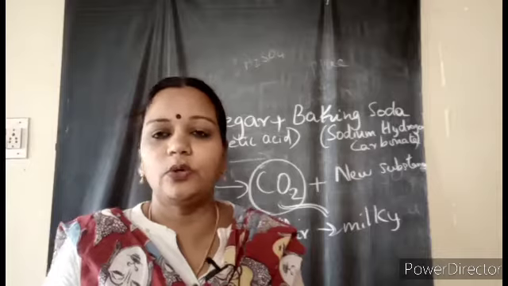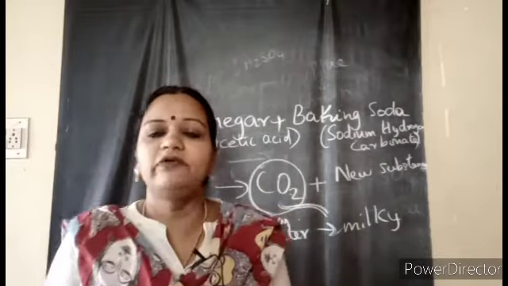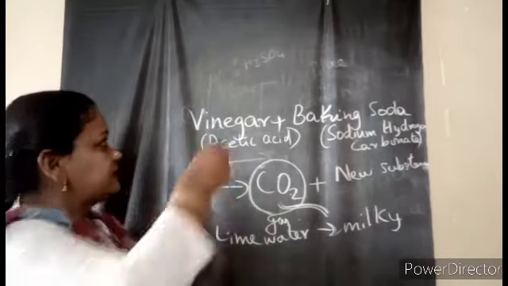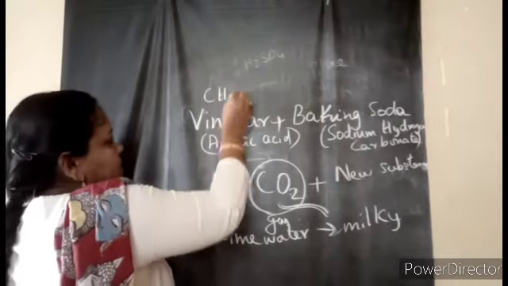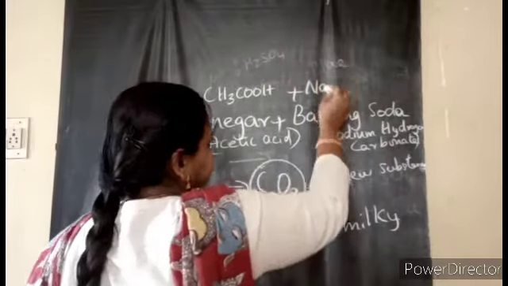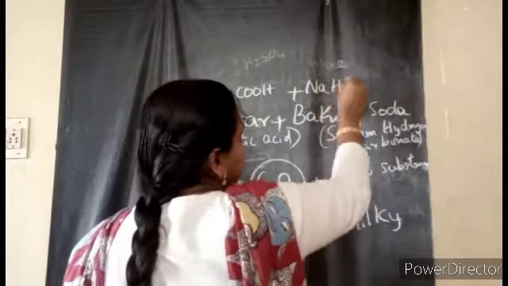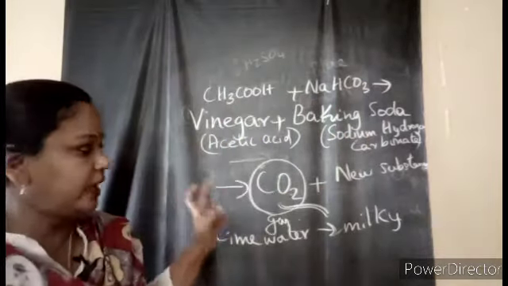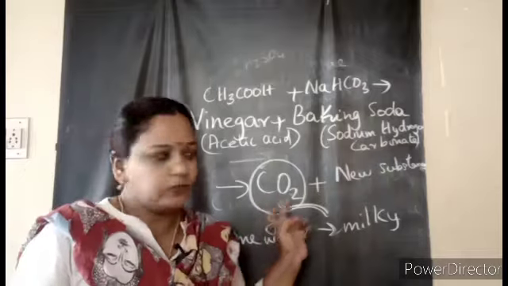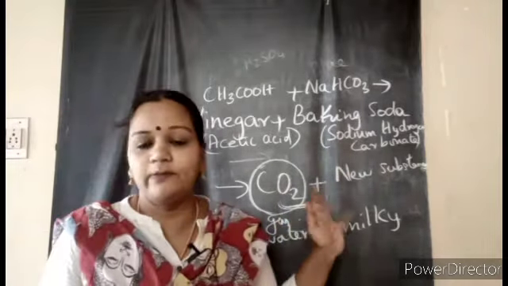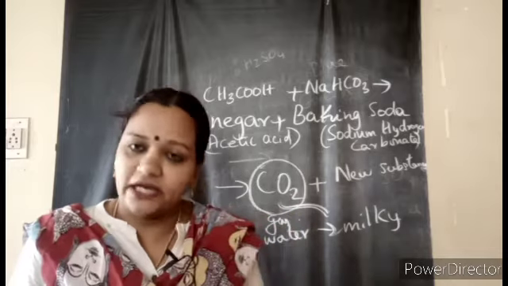But you have seen the CO2 evolution when I added the vinegar to the baking soda. Vinegar has the chemical formula CH3COOH, and this is NaHCO3. So when these two compounds are made to react, carbon dioxide is formed along with some other substances. So this is one chemical example of a chemical reaction.